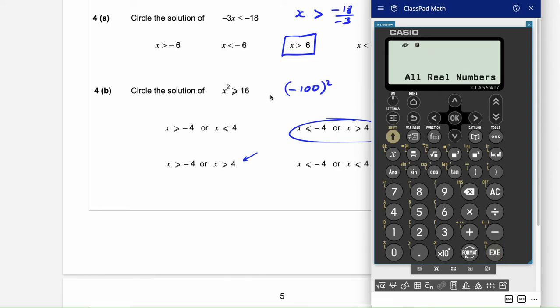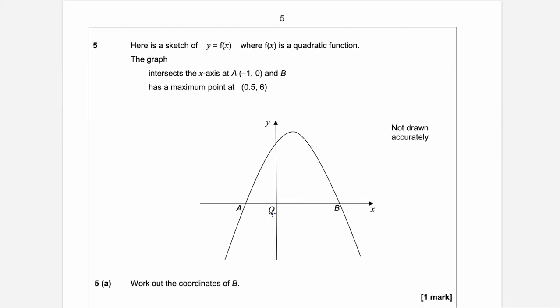Sorry, guys, I clicked on something wrong there. 1x squared. That's 0, and this has to be negative 16. Press enter, and you'll see there, x is less than negative 4, and that is greater, x is greater or equal to 4. Okay, so that question is easy with the calculator.